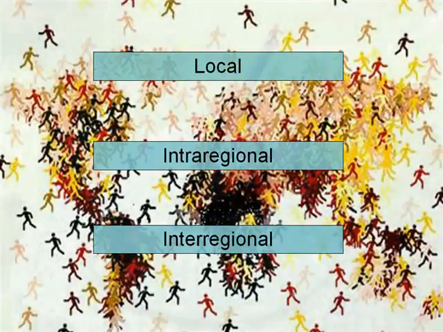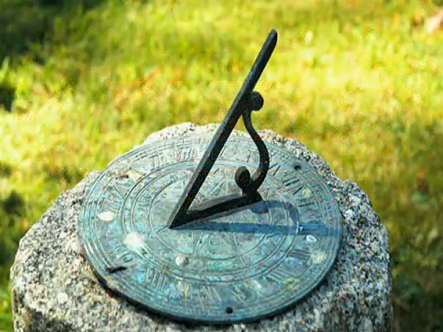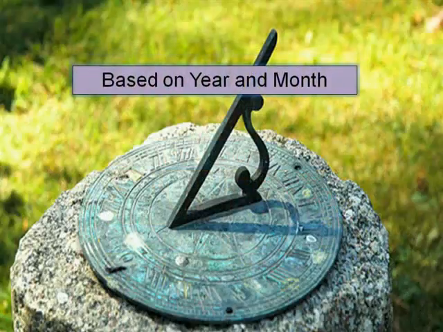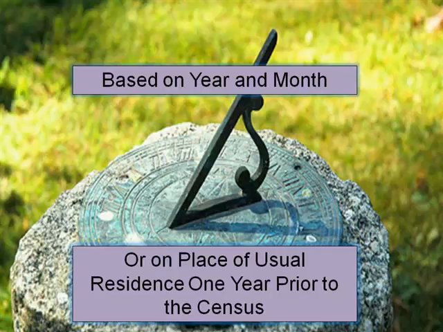The collection of information on internal migration based on the year and month of arrival in the current place of usual residence or on the place of usual residence 1 year prior to the census is recommended as core in the census recommendations.